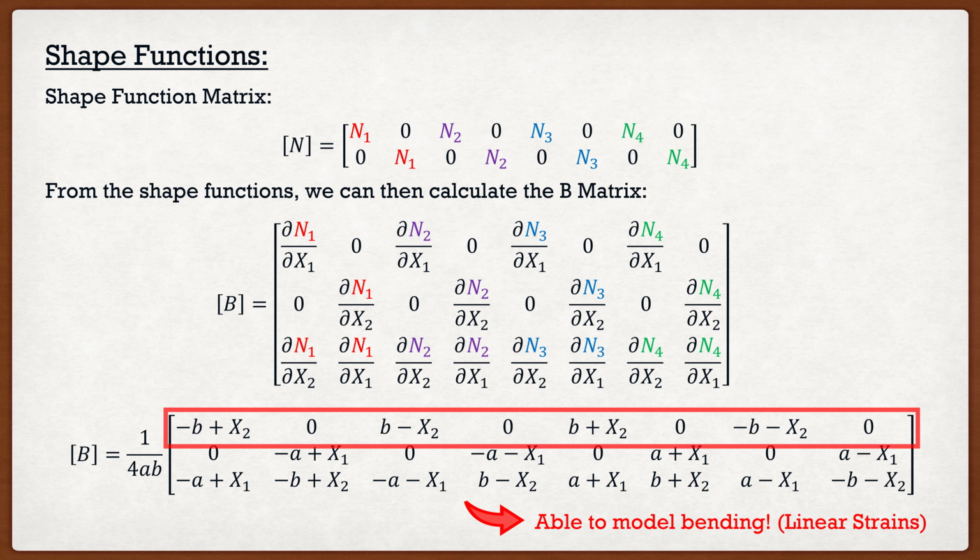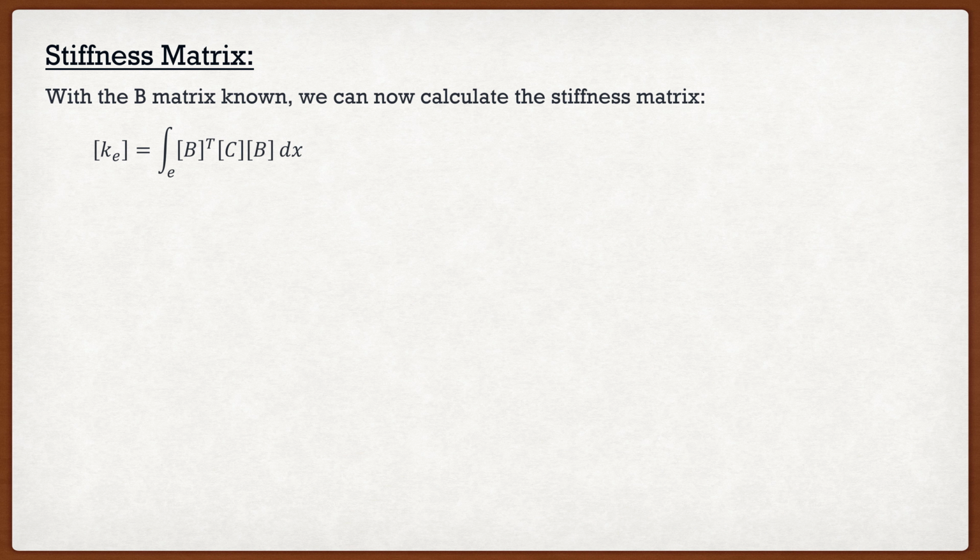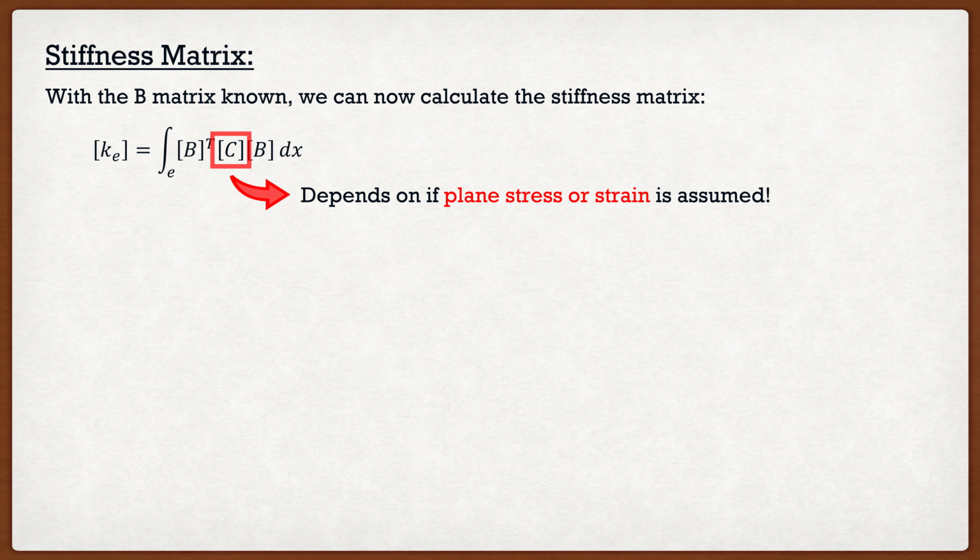So now that we have the B matrix as well as our N matrix, we can go into our stiffness matrix and say, all right, I know the formula for the stiffness matrix. It's simply B transpose multiplied by C multiplied by B. Well, I know what B is. That's not a problem. The only question is, well, what exactly is C going to be? Well, we said that C actually depends on if plane stress or plane strain is assumed. Remember that C is essentially the constitutive law relating stresses to strains.